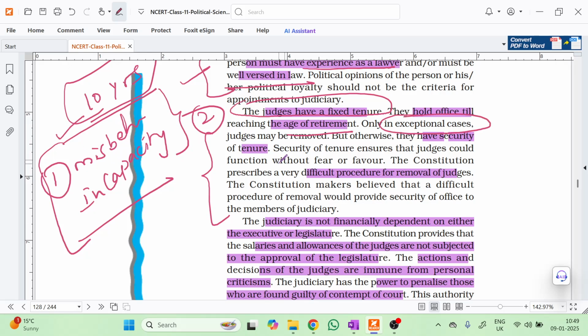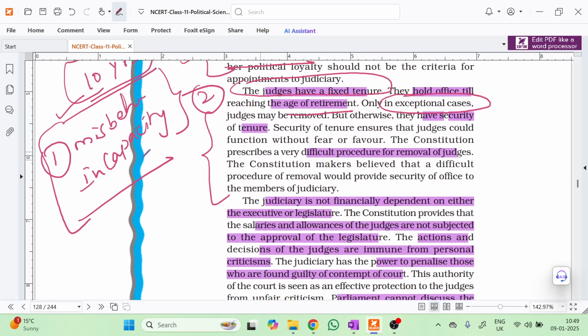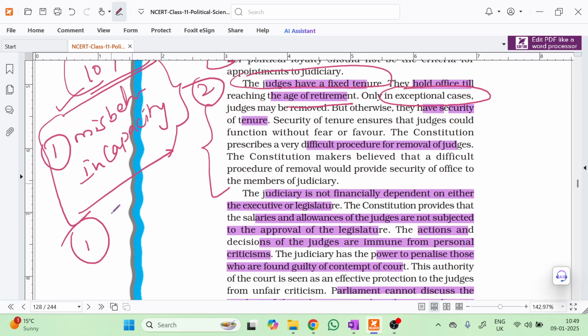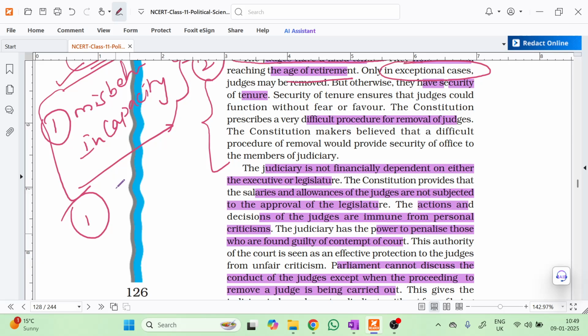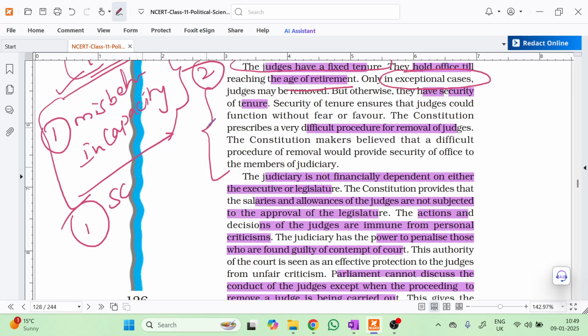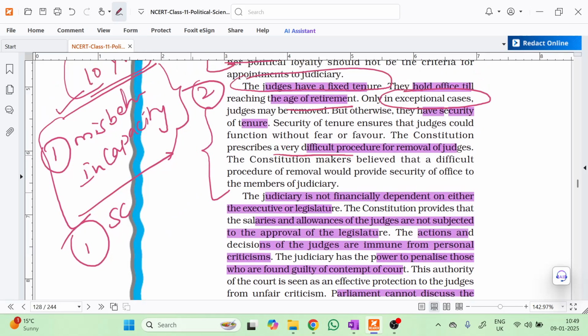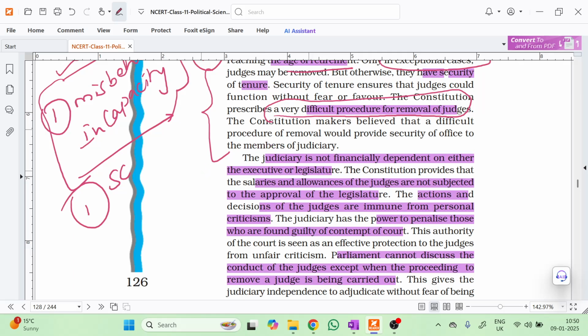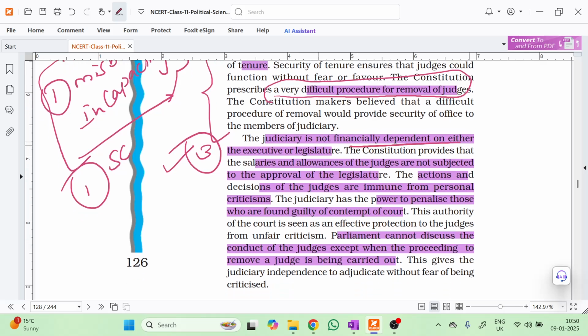It can happen only in exceptional circumstances, and so far we have only one instance of an unsuccessful attempt to remove a Supreme Court judge, a High Court judge. Yeah, it was Supreme Court Justice Ramaswamy. Then the procedure to remove a judge is also difficult. We will look into it further. Then the third aspect of independence of judiciary is that the judiciary is not financially dependent on the executive or the legislature. So what is this financial dependence?